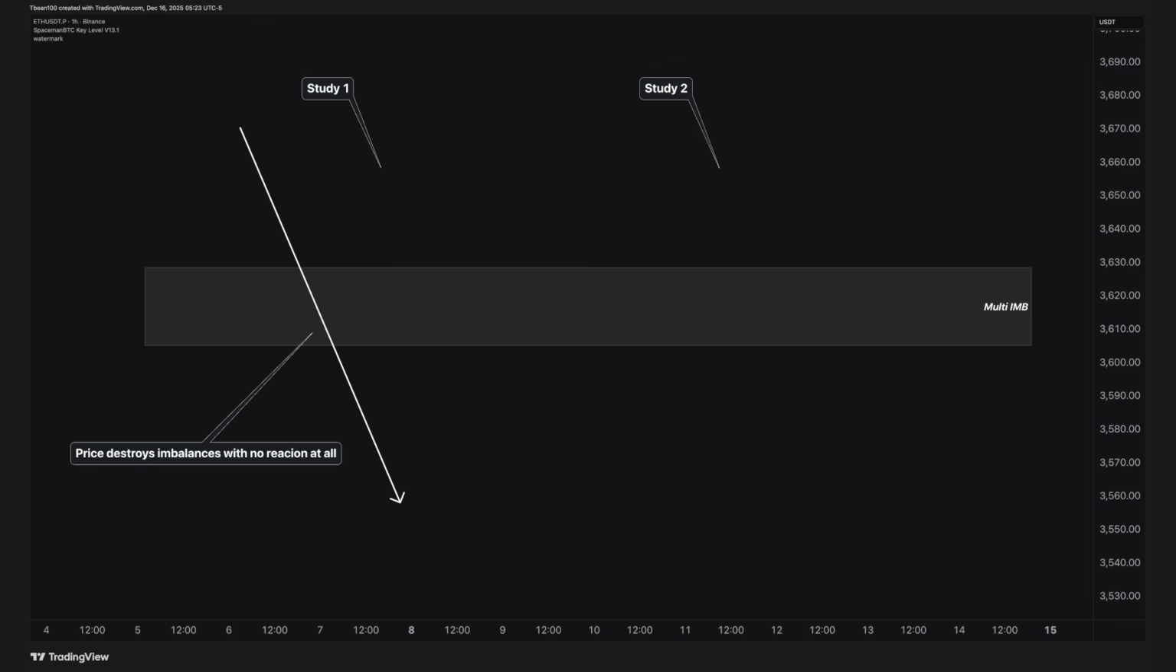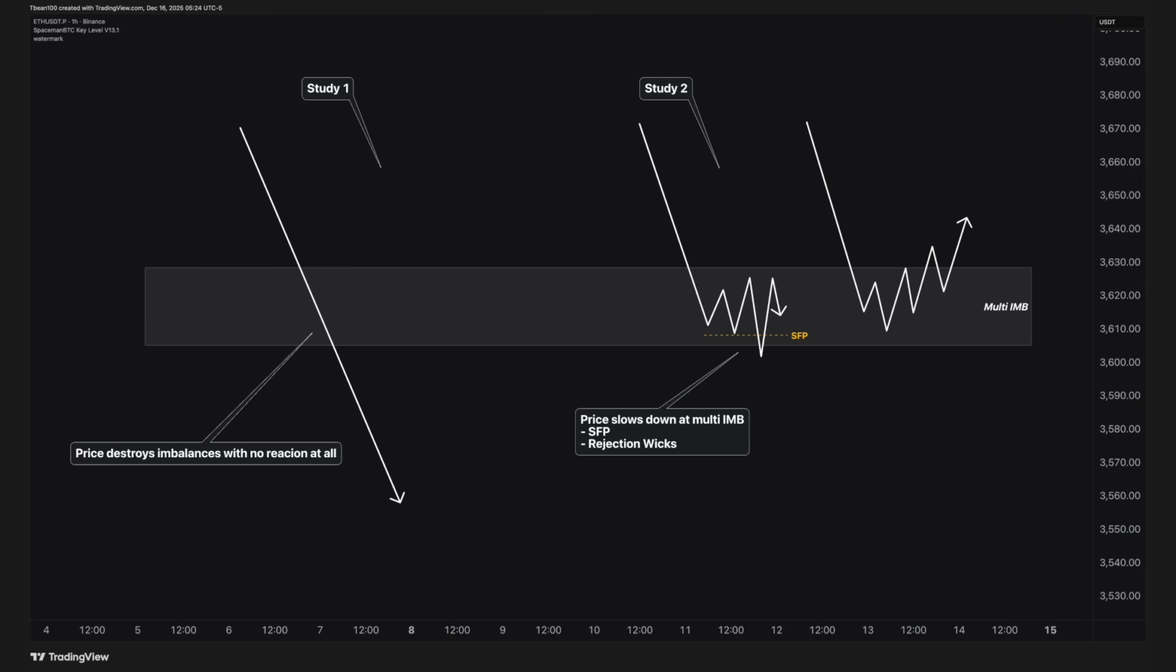In general, what we really want to see is a little bit of a struggle and a stall in these areas before making any decisions. That could be things like rejection wicks showing up, or even a swing failure pattern forming as a clear concept. To me, this usually means that traders on the opposite side are reacting to this level and considering a possible reversal point.